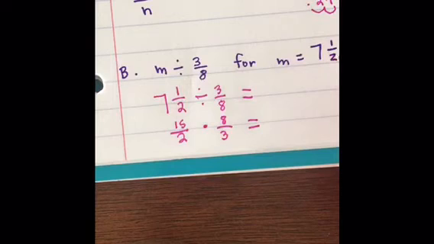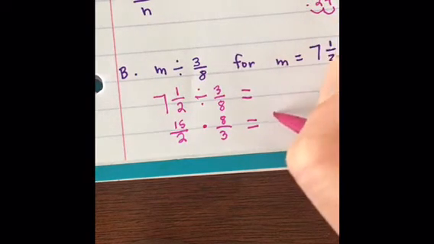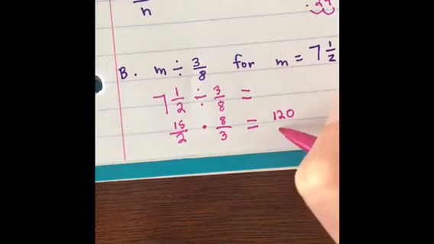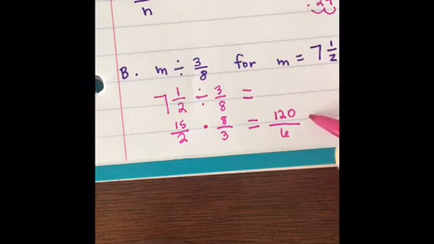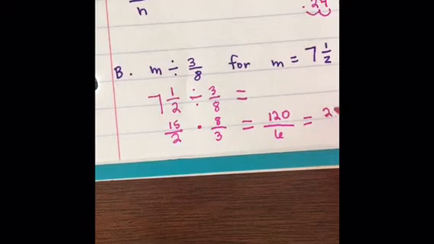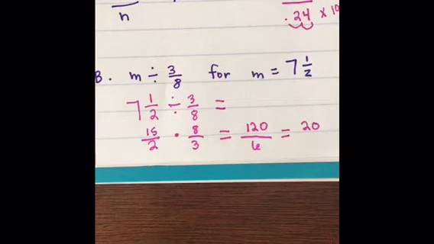15, 30, 45, 60, 75, 90, 105, 120 is going to be on the top, and 6 is going to be on the bottom. Now, I see this is going to be pretty easy to reduce because it really just works as a division problem. So 6 will go into 12 2 times with that 0 left over, and the answer is 20.